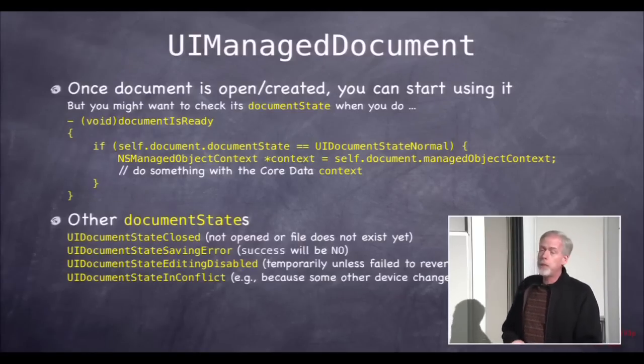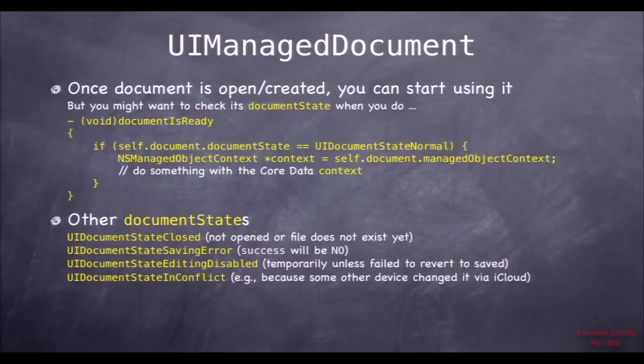What are some of the other document states besides normal? There's UI document state closed. That's what the document starts out in. When you do alloc init with your file URL, it's going to start out closed. Now, it'll be closed even if it doesn't exist on disk yet. Okay? In other words, you haven't created it. So when you see something in document state closed, it means you need to either open it or create it.